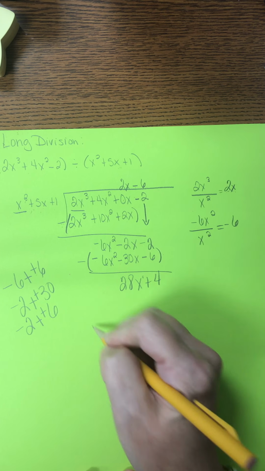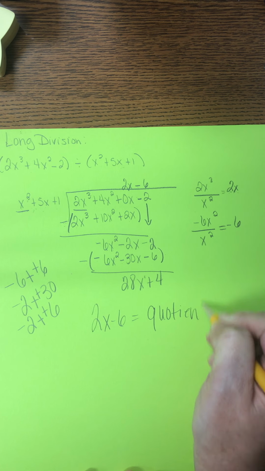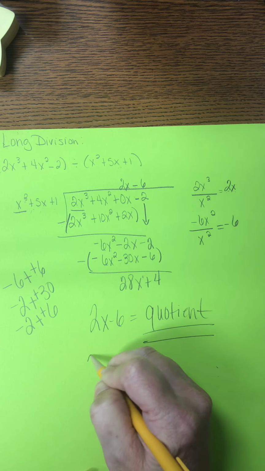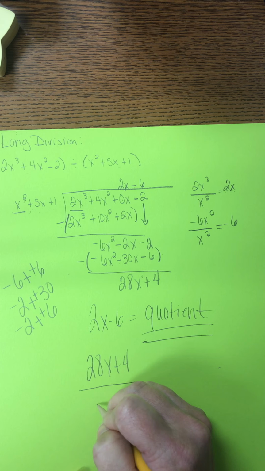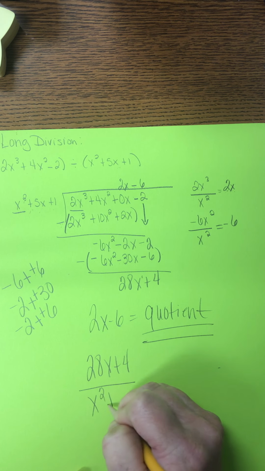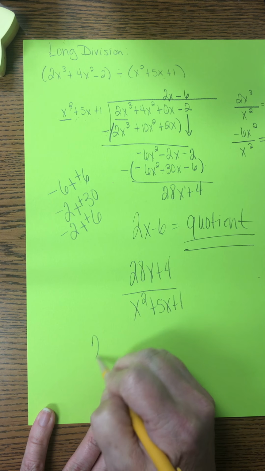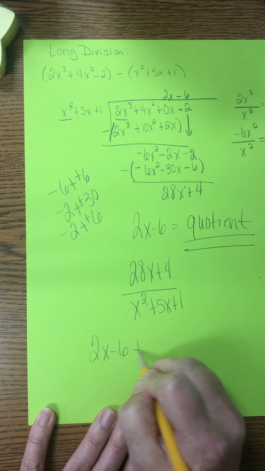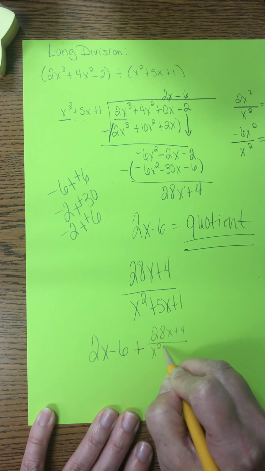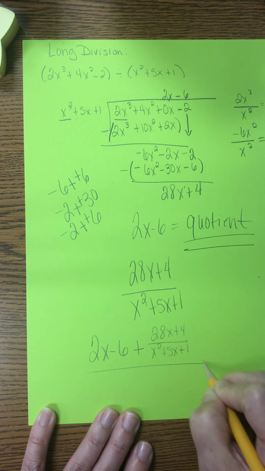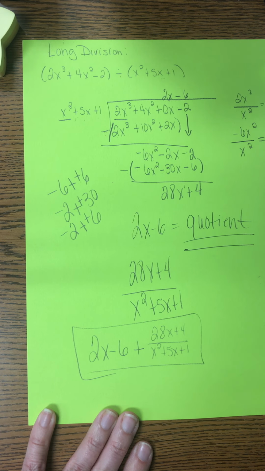So this 2x minus 6 is my quotient. That's what I got when I was dividing. 28x plus 4 is what I have left over. Remember, you put your remainder over your divisor. So my final result will be 2x minus 6 plus my remainder over my divisor. The quotient plus the remainder. And that is long division.